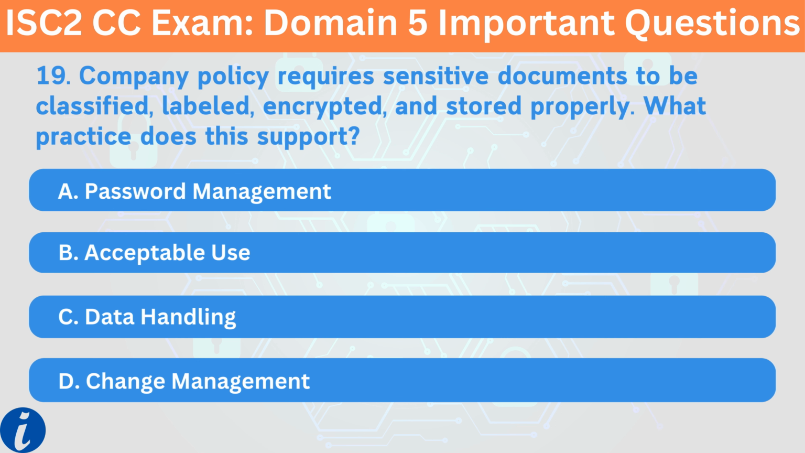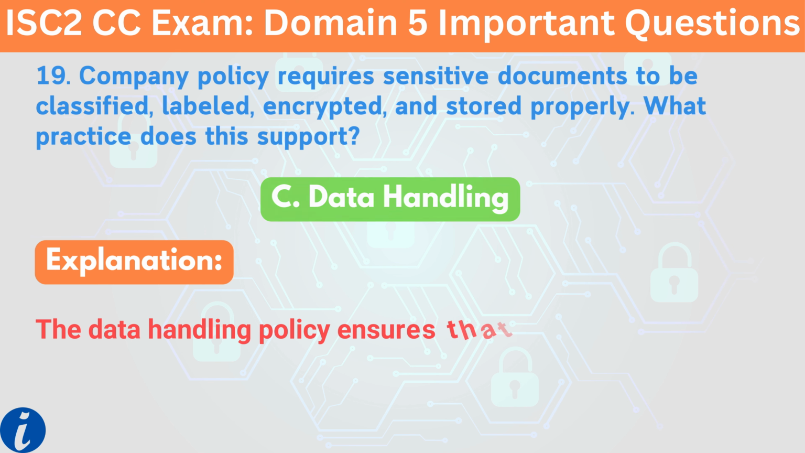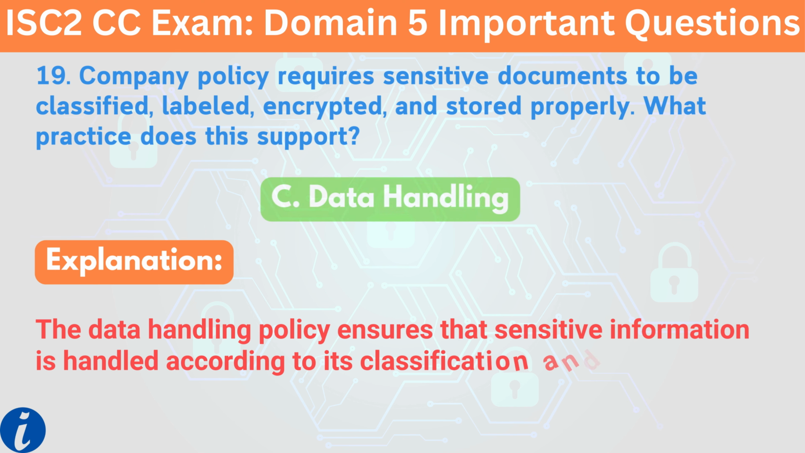19. Company policy requires sensitive documents to be classified, labeled, encrypted, and stored properly. What practice does this support? A. Password management. B. Acceptable use. C. Data handling. D. Change management. The correct answer is C. Data handling. Explanation. The data handling policy ensures that sensitive information is handled according to its classification and risk level.